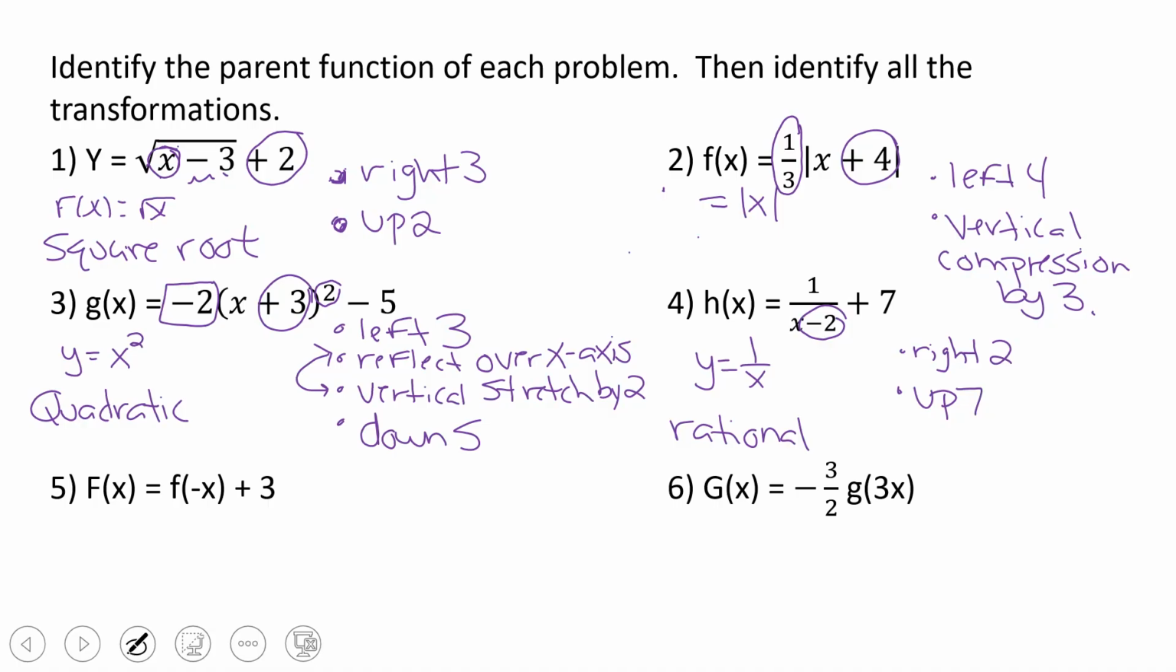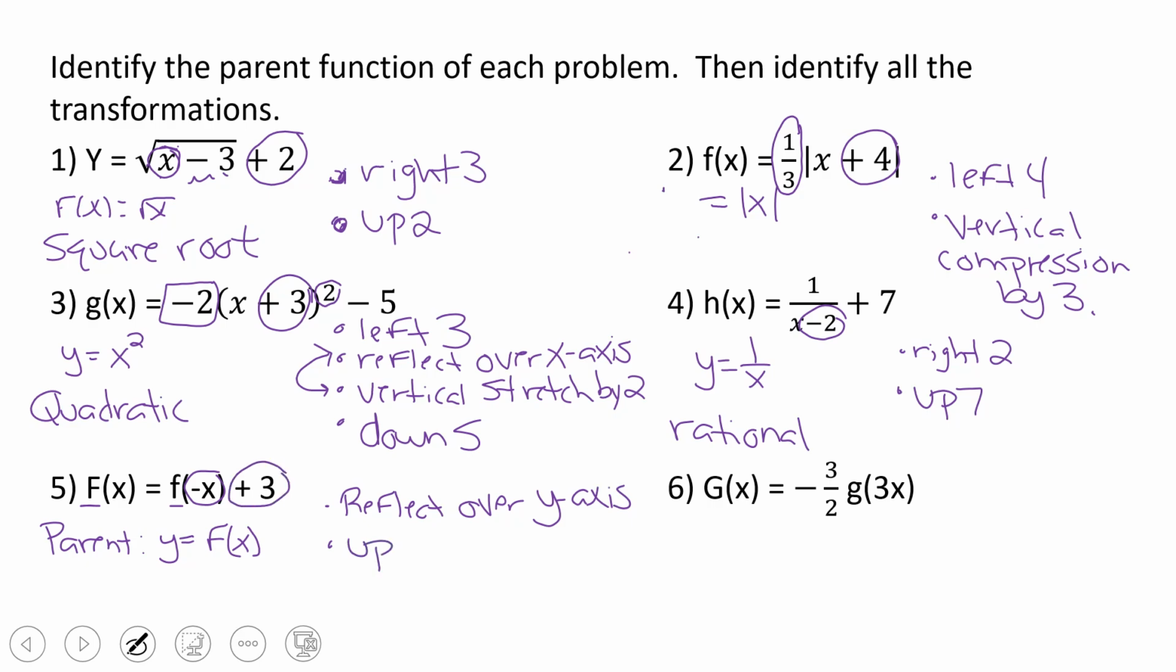For these next 2, the parent function is not obvious because I didn't give you one of the families, but notice this is capital F of x equals little f of x. So the original parent would have just been little f of x. We're just not giving it one of the family names that we have talked about previously. There are 2 transformations here. We have the negative on the inside. That would be a reflection over the y-axis. And then the +3 on the outside would be up 3.